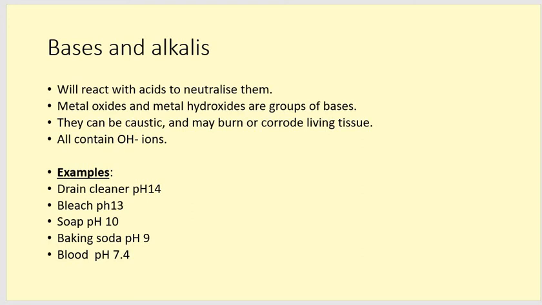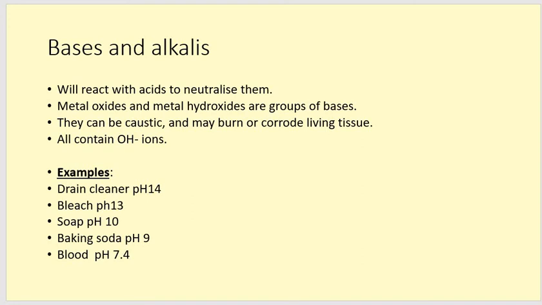If you have metal oxides and metal hydroxides, remember when we were writing out the names for different products of reactions, we had oxides and hydroxide. They're types of bases. They can be caustic and may burn or corrode. So caustic is a bit like burning rather than corroding, but they can still actually damage things. And these have got an OH- ion. Notice this is a minus and acid is a plus. Gives you a clue as to why they're opposites.